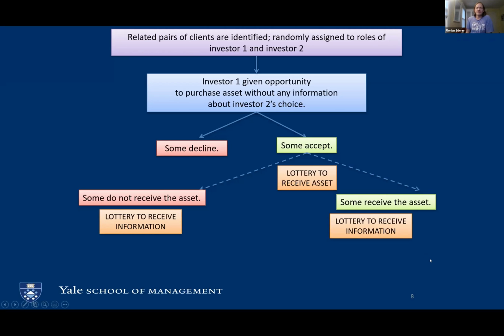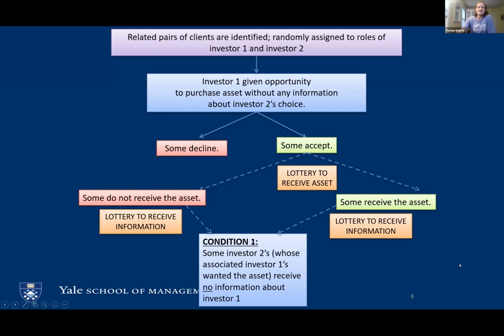Then you got an additional lottery, a lottery to receive information. What about that lottery to receive information? Well, that's all about the second investors, and those second investors are really now the most interesting part for us. Why? Because those investors are going to be grouped in different types of categories. In condition 1, it's just a control condition where those investor 2s get phoned up by the broker, who gives them the usual sales pitch. Then the broker says, do you want to buy the asset, yes or no? They get no information whatsoever about what investor 1 did.